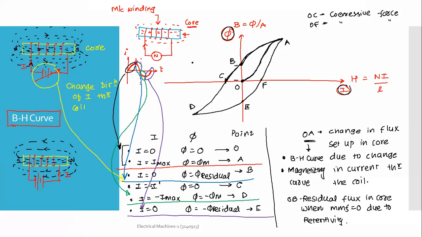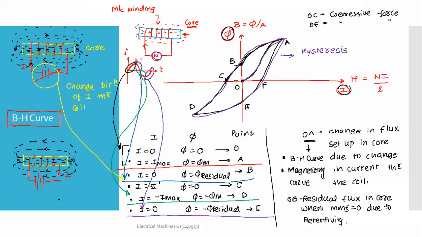So in an AC circuit, what is happening? When the winding is connected to an AC source, the magnitude and direction of current are continuously changing. The flux set up in the core will continuously change, from 0 to max, to 0 again, to max in the negative direction, the opposite direction, and then 0 again. This cycle keeps repeating with each completed cycle, and this is called hysteresis.